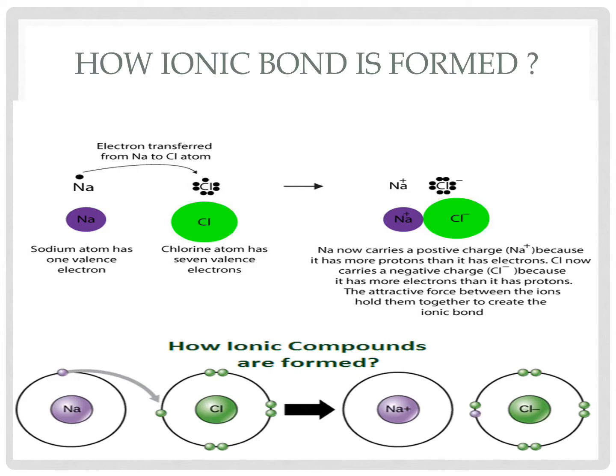So what about an ionic compound? An ionic compound is a compound made of oppositely charged ions. When a compound contains oppositely charged ions, we call it an ionic compound. In this case, just like NaCl, Na has a positive charge and Cl has a negative charge, so it is an ionic compound.